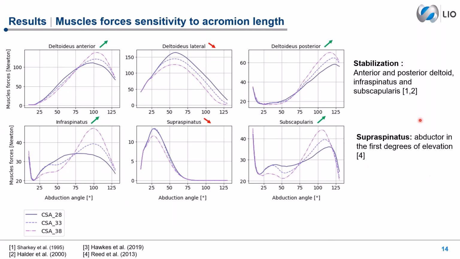And this effect of the cuff muscles and anterior and posterior deltoid has also been investigated in the literature. The supraspinatus is really active at the beginning of the motion. It's the first abductor in the first degrees of elevation, so that's also consistent with the literature.